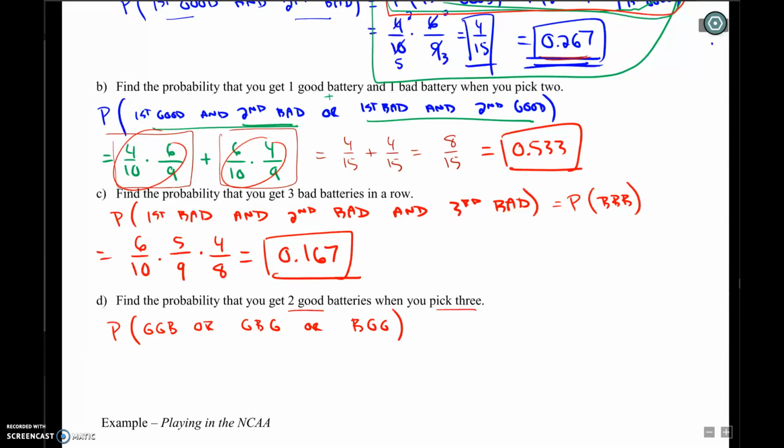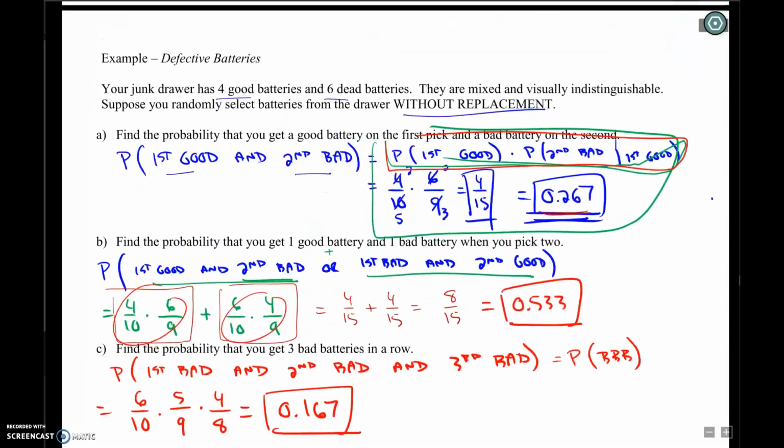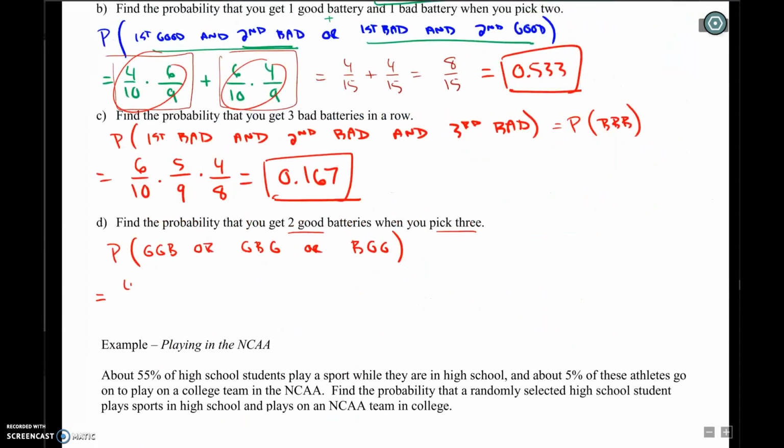There's 3 different orders that I can get them in. So these are each an and. So the first one's a good, so there's 4 goods. So good out of 10, 4 out of 10, times. Now I've taken 1 good one out. This is a probability that the second one is good, given the first one is good.